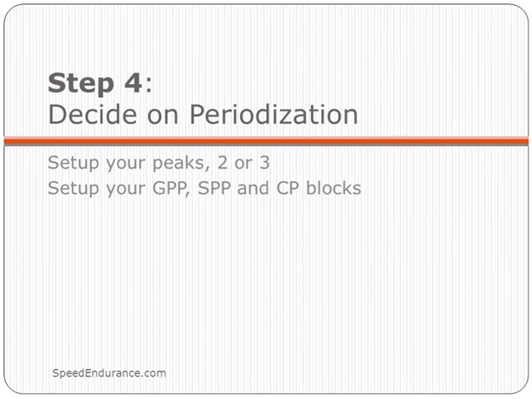Step 4 is to block your training modules. And this is where you decide on how you're going to periodize your plan. Now, I've seen elite athletes use 3 blocks or 3 periods. I personally use 2 for my athletes. And set your peaks accordingly.